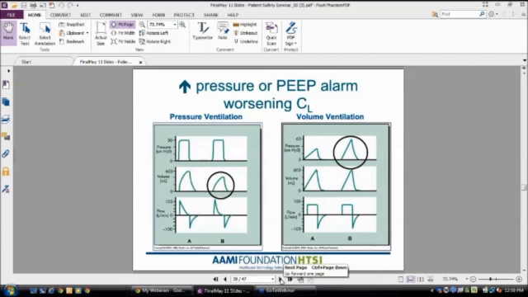We're going to focus on the middle one, the volume scalar, because we have a pressure ventilation and our compliance drops, meaning worsening compliance. You can see that the pressure stayed the same because remember that's our independent variable in pressure ventilation. But notice how much the tidal volume dropped because the gas just isn't getting in.